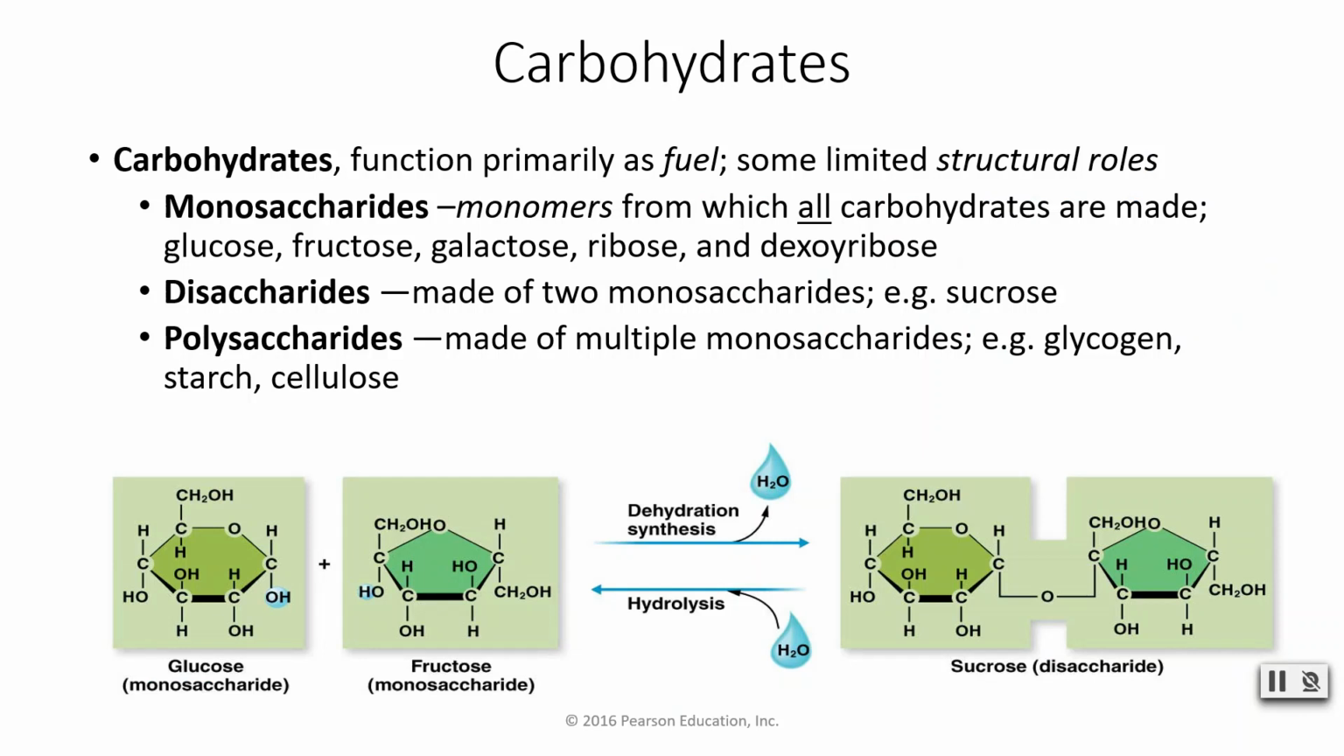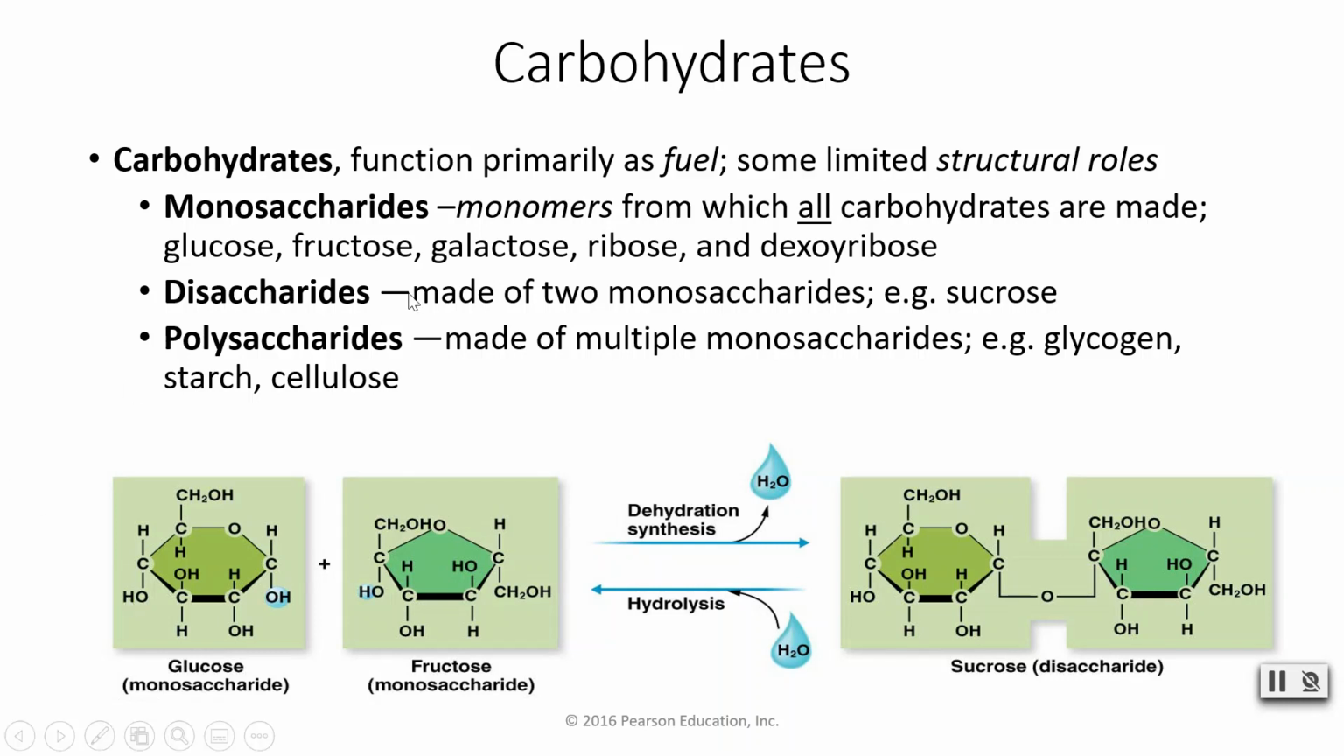So our first organic molecule is carbohydrates. Most people are familiar with carbohydrates from the foods that we eat, pastas, breads, things like that. The primary function of carbohydrates is to fuel our body. Some carbohydrates also have a structural role that is more for plants and other types of organisms and less for humans. Our monomers are known as monosaccharides.